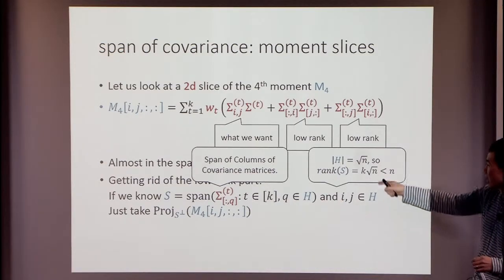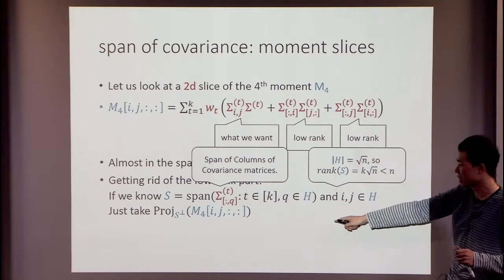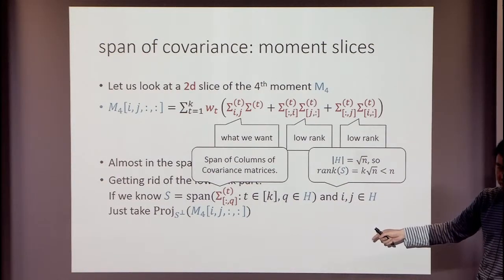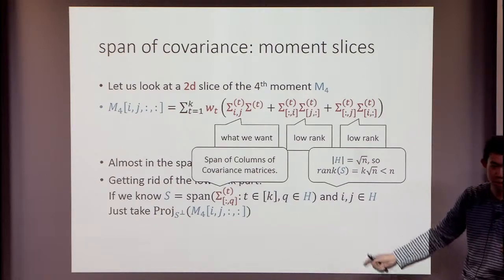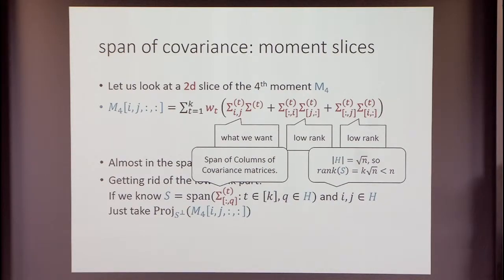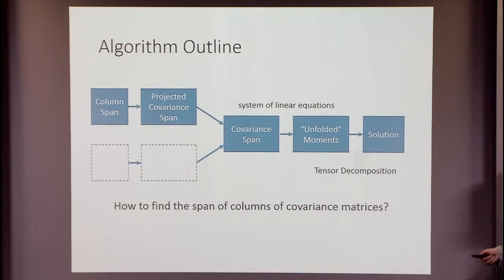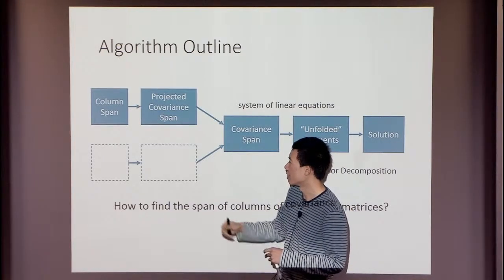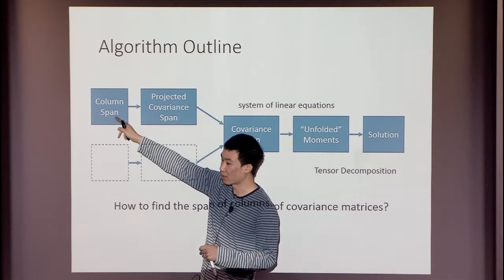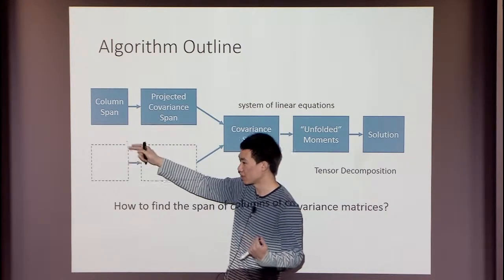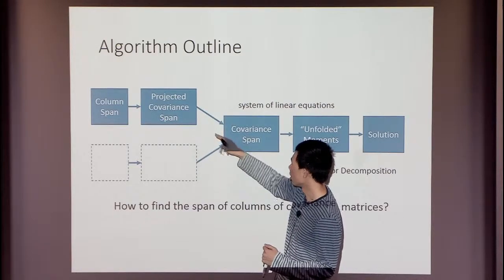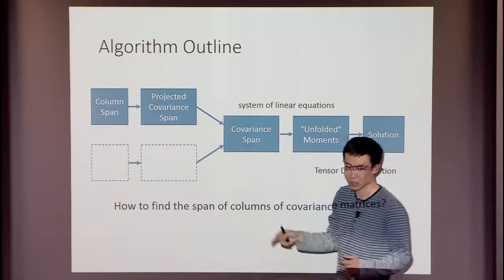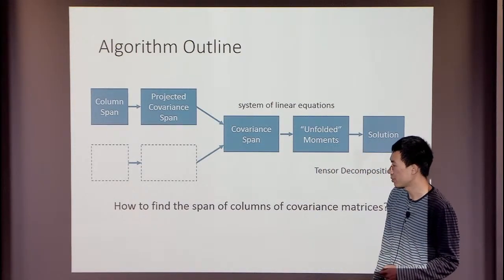So once we take these slices and take this projection for different ij, we get the span of the covariance matrices in this particular subspace S perp. Okay, so basically we know how to go from here to here. There are two problems left. We need to know how to get the span of the columns in the covariance matrices, the space S. We also need to go from this projection of the span of the covariance matrices to the span of the covariance matrices. Let's focus on the first problem first.